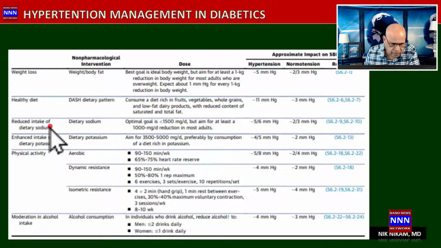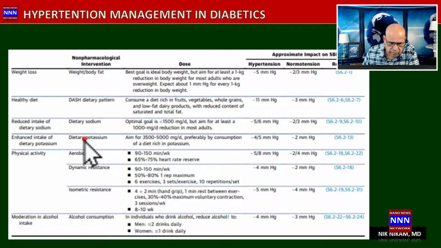Now let's talk about dietary salt intake. If we can reduce the salt intake, because the amount of salt we eat, especially if we are eating in restaurants, is astronomical. Make sure you reduce your salt intake, reduce the application of salt that's on the table. That can reduce systolic blood pressure by 5 to 6 millimeters of mercury.